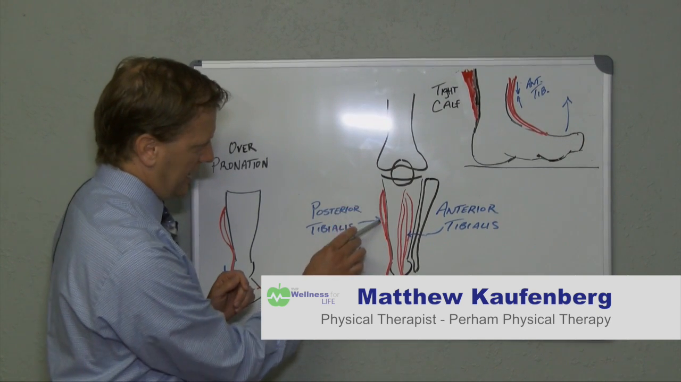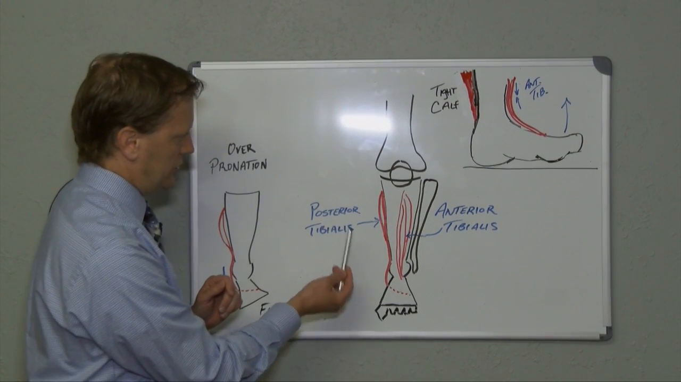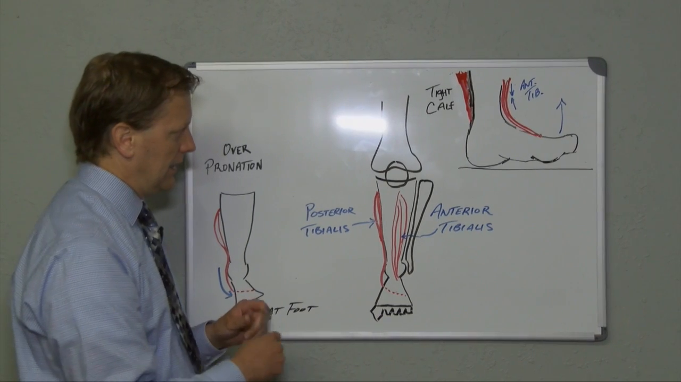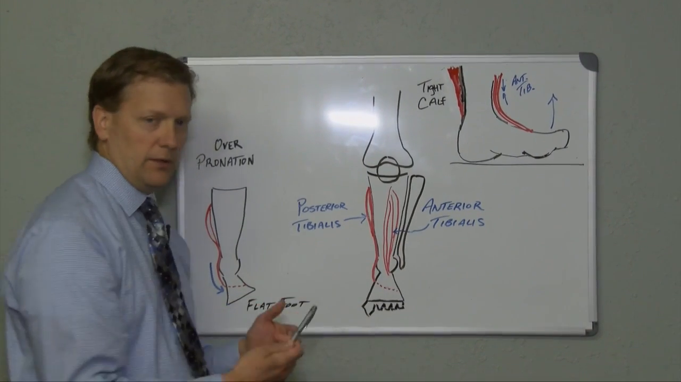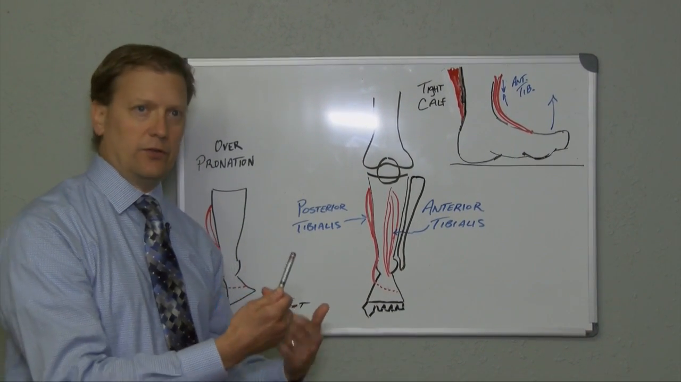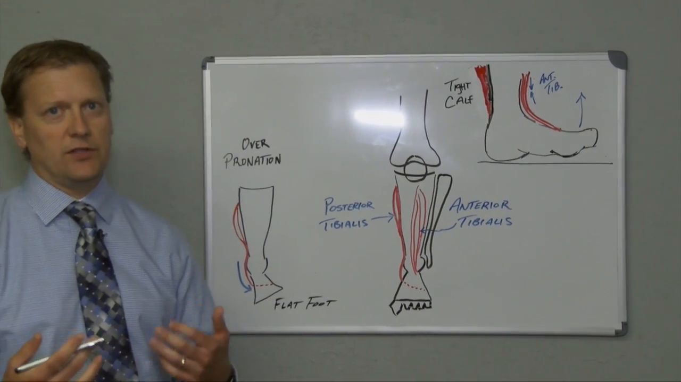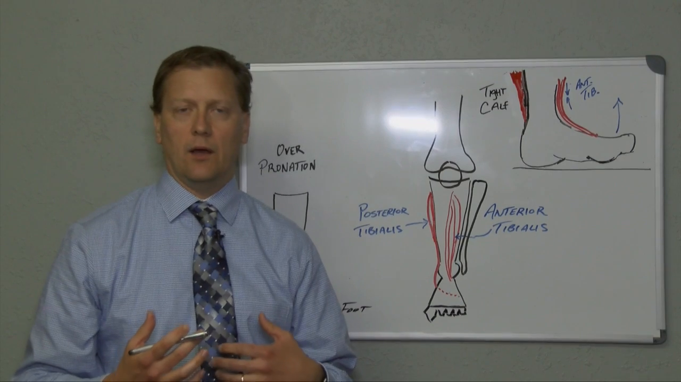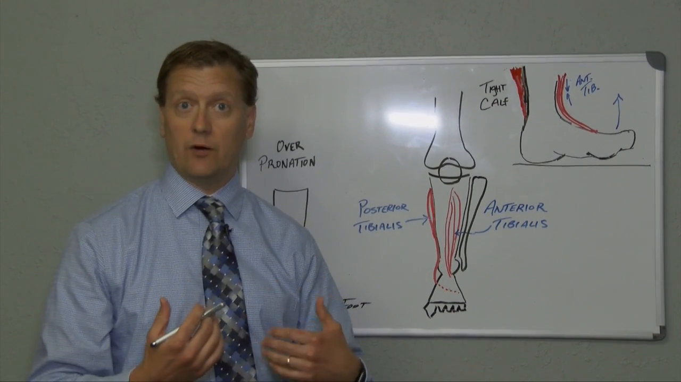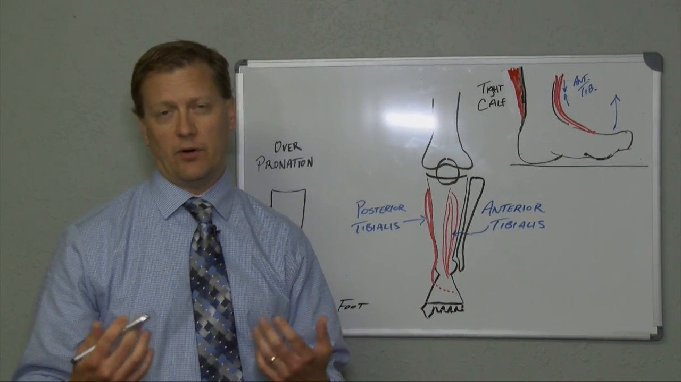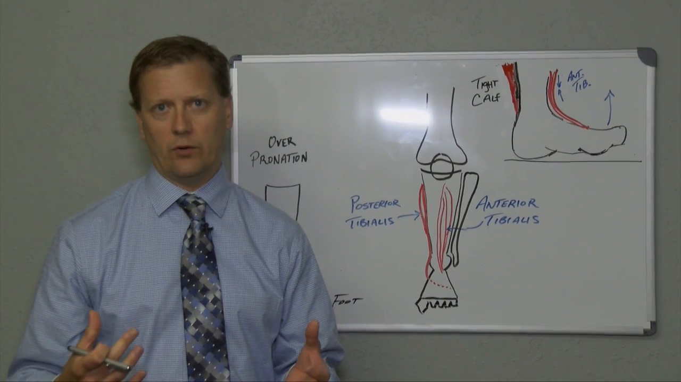So on the inside of the shin, we have what's called the posterior tibialis. And then on the outside, or we call it the lateral side of the shin, we have what's called the anterior tibialis. Now in shin splints, you could either have a shin splint along the inner part, which would be the posterior tib, or the outer part. Rarely do you have it together. You'll have one or the other.